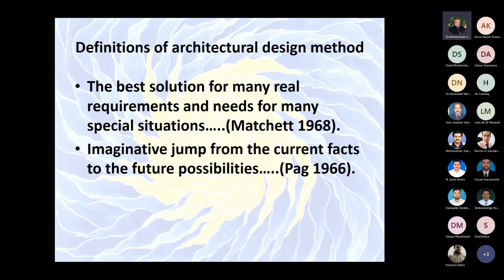Definitions of architectural design method: the best solution for many real requirements and needs for many special situations. Also, this is one of the thinkers: an imaginative jump from the current facts to the future possibilities. These are different definitions of what we mean by design methods by different thinkers.